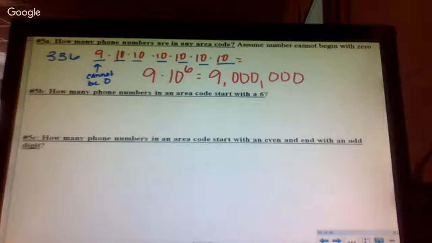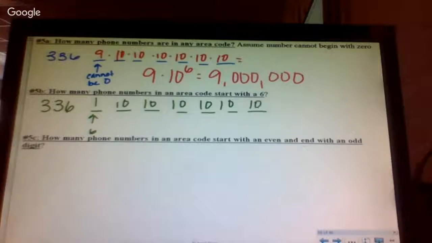How many phone numbers in an area code? So, still in an area code, so we're still looking at 336. And then we still have all of these options. It has to start with the 6. So this has to be a 6. How many options do I have for that first number to be a 6? 1. There's only 1 six available. Everything else can be anything. So they are all 10s again. So 1 times 10 to the 6th power. It's still 1 million different numbers.